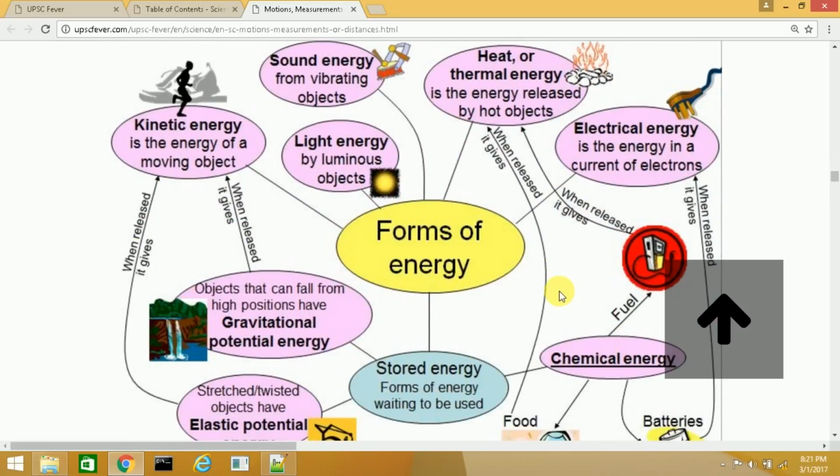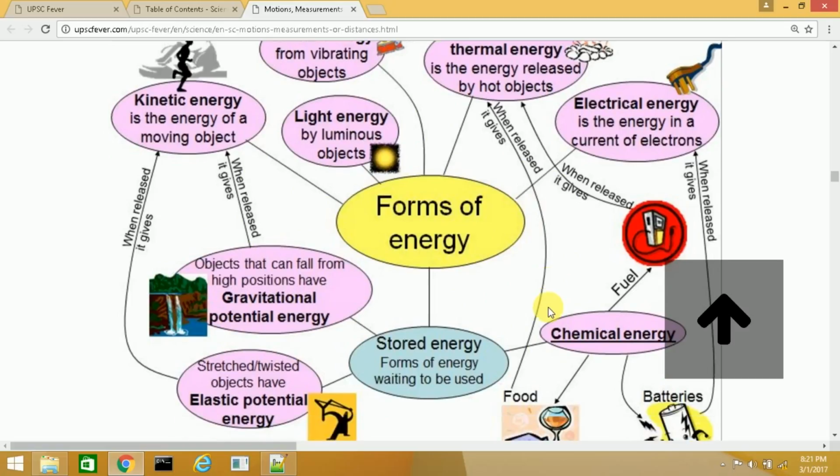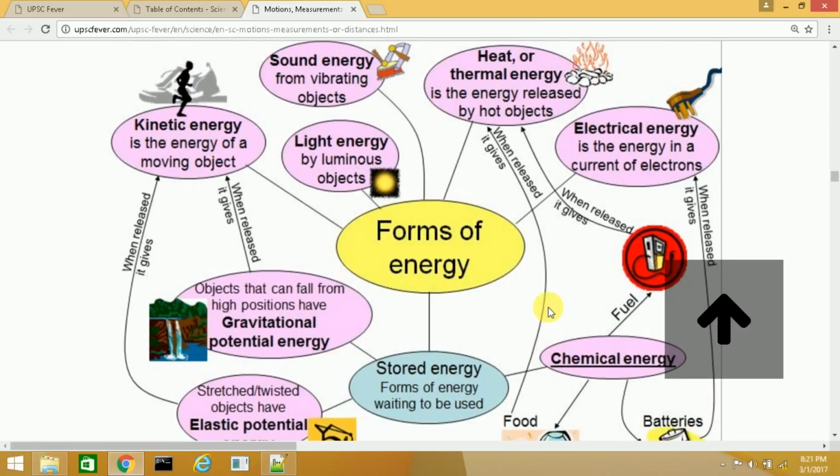There is sound energy from vibration of objects. Luminous objects, that is, they emit light, have light energy. Objects falling from a high position, as I said, have gravitational potential energy. And as you can see, energy from one form is continuously converted into another form. So we say that the law of conservation of energy applies here, because energy can neither be created nor destroyed, but it can be converted from one form into any other form of energy.